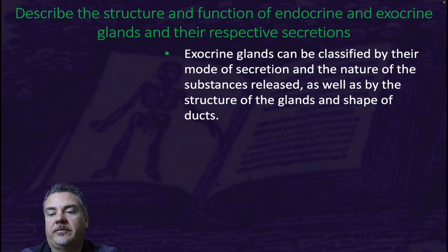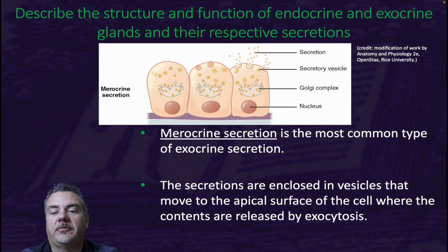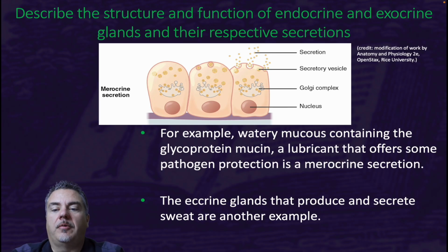Exocrine glands can be classified by their mode of secretion and the nature of the substances released, as well as by the structure of the glands and shape of the ducts. Merocrine secretion is the most common type of exocrine secretion. The secretions are enclosed in vesicles that move to the apical surface of the cell, where the contents are released by exocytosis. For example, watery mucus containing the glycoprotein mucin, a lubricant that offers some pathogen protection, is a merocrine secretion. The eccrine glands that produce and secrete sweat are another example.